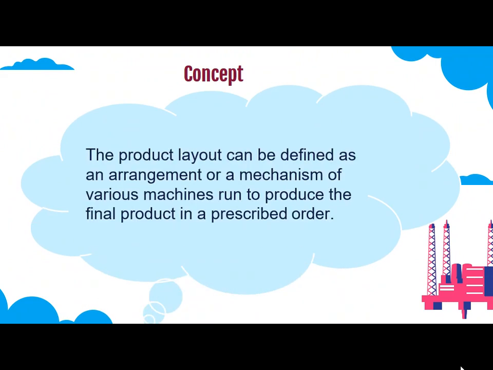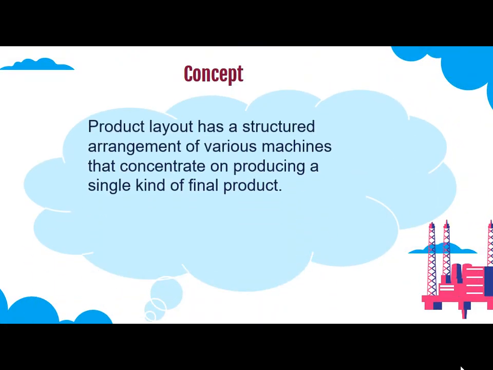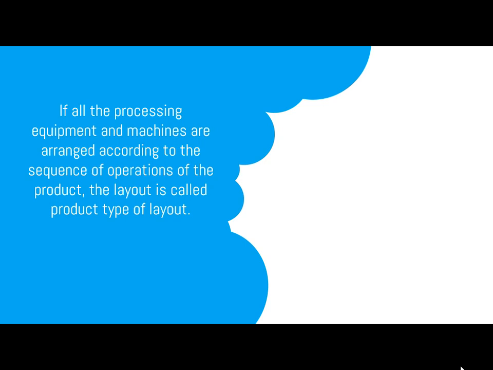The product layout can be defined as an arrangement or a mechanism of various machines run to produce the final product in a prescribed order. Product layout has a structured arrangement of various machines that concentrate on producing a single kind of final product. Here, the output of one machine at one step becomes the input for another machine. If all the processing equipment and machines are arranged according to the sequence of operations of the product, then the layout is called a product type of layout.